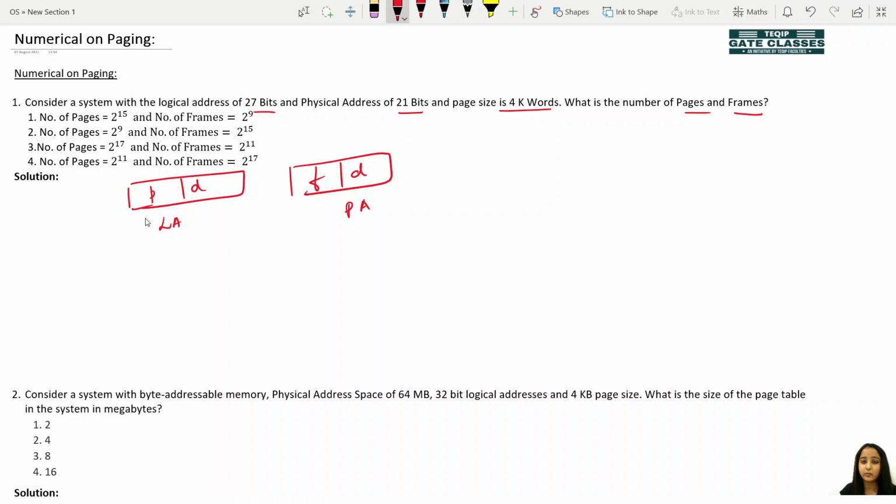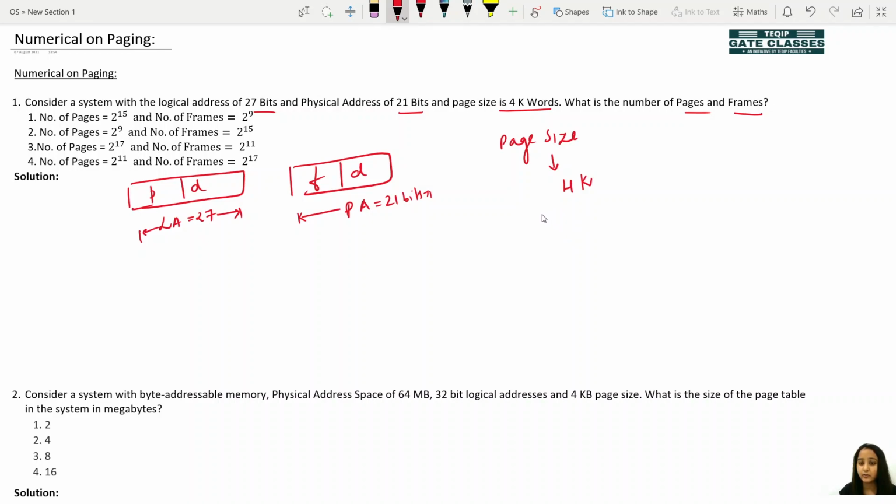What is the value of the logical address? It is given 27 bits. And what is the physical address? It is given as 21. Okay. So let me write. If page size is given to you, page size 4K words, so I can find out the offset.